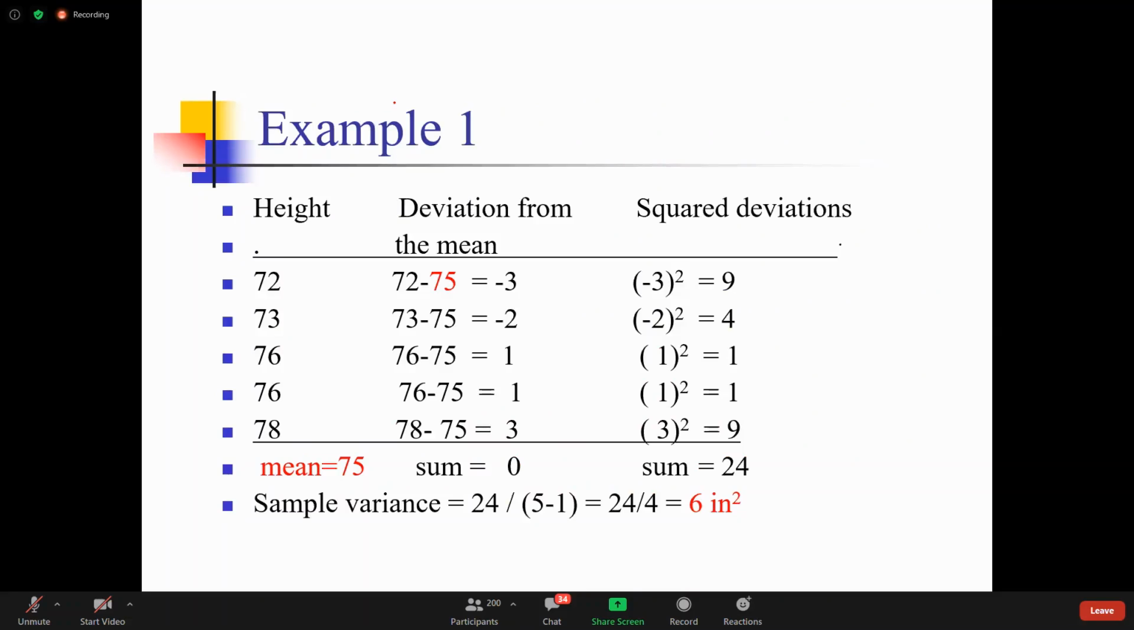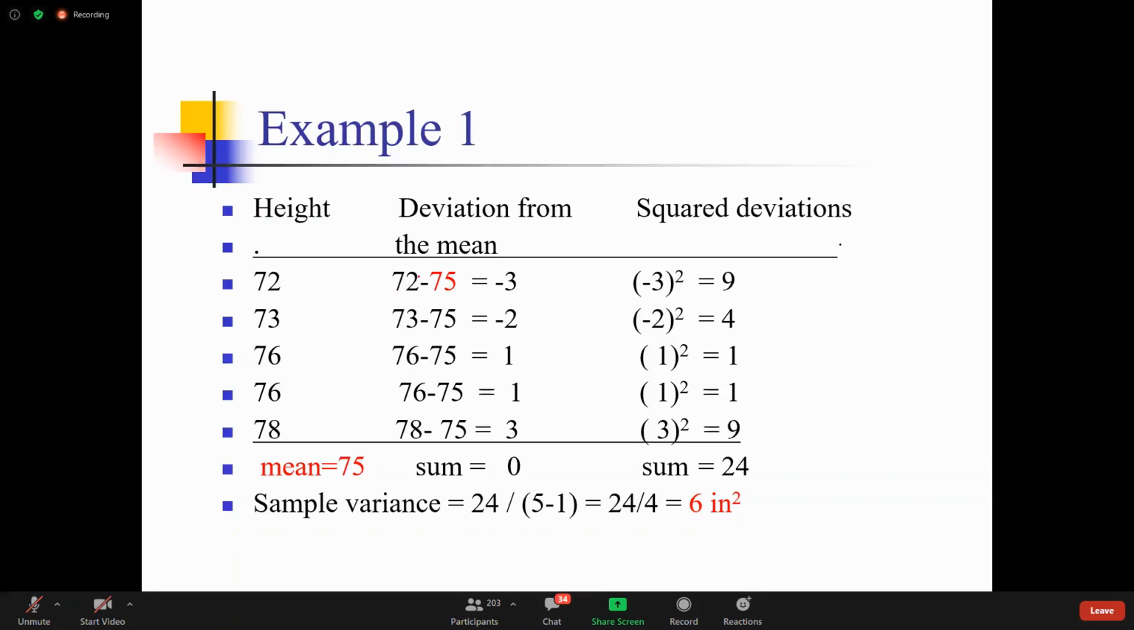This is the height of a sample. Look at the left side here, height: 72, 72, 73, 76, 76, and 78, okay? Now, these are in inches. You can have it in centimeters, whatever you want, but how do you calculate the variance, which is a measure of the variation in the data?